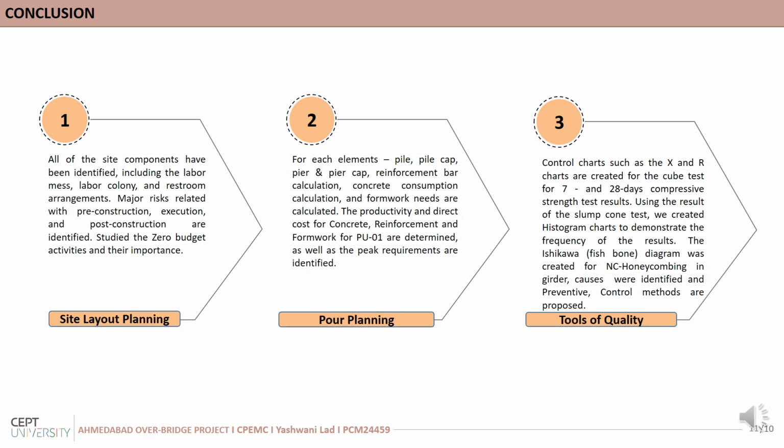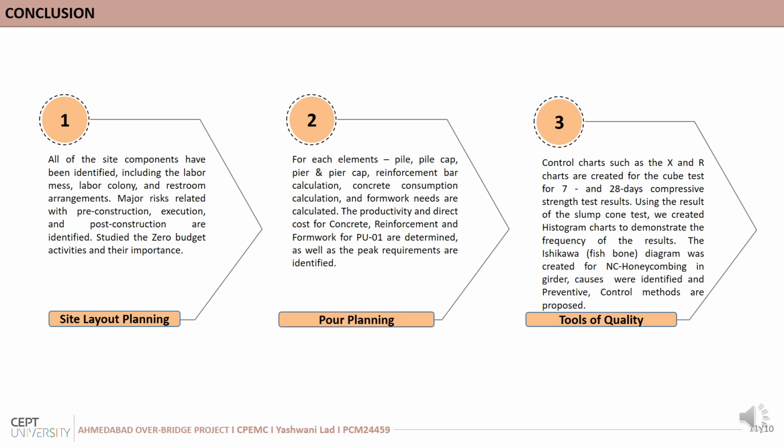For pour planning, for each of the elements, pile, pile cap, pier and pier cap, reinforcement bar calculation, concrete consumption calculation, and formwork needs are calculated, and the productivity and direct cost of the concrete, reinforcement, and formwork for PU01 are determined, as well as the peak requirements for PU01.